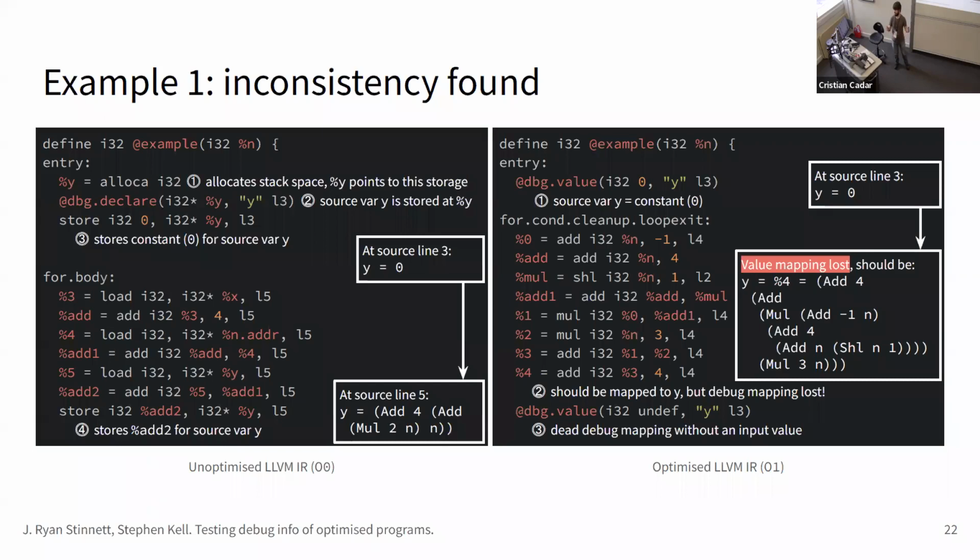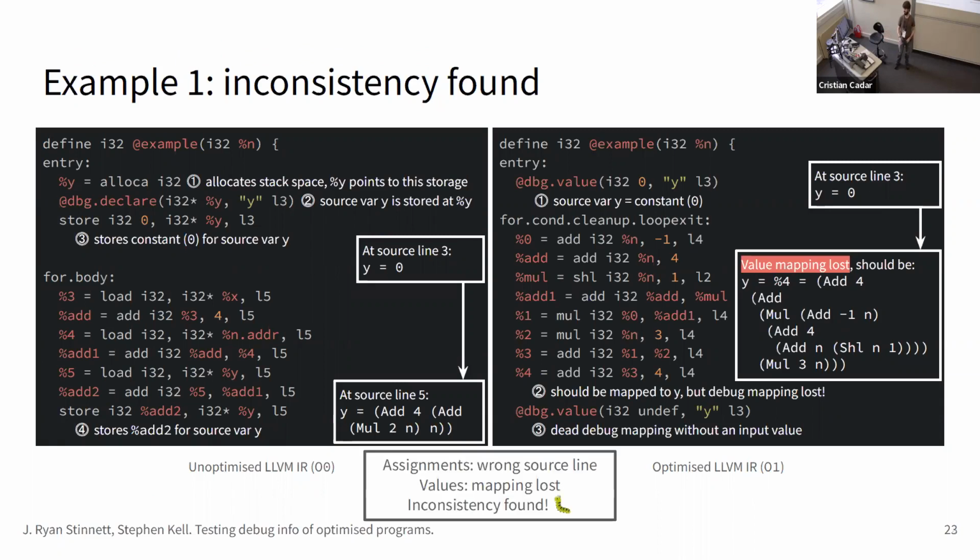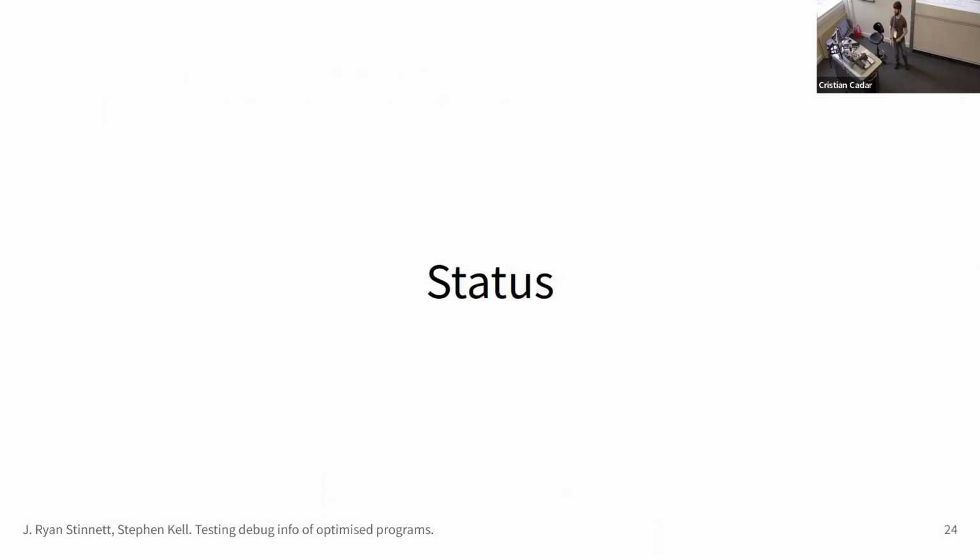And so then if we take both of these versions, that's kind of the core of what our approach of checking this is doing. So we're looking at the assignments we've captured in the unoptimized version and the ones we've captured in the optimized version and comparing those. And so if we do that, as I said, we see that there are different source lines in the optimized version and that a mapping was lost. So that points to an inconsistency and a compiler bug that we could then file and hopefully get fixed.